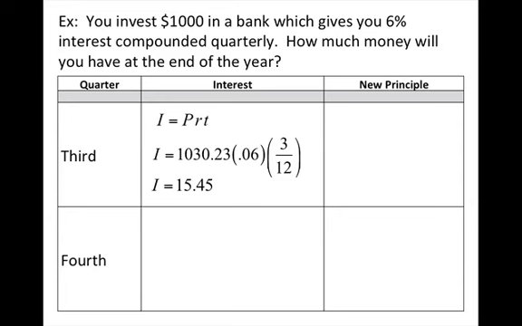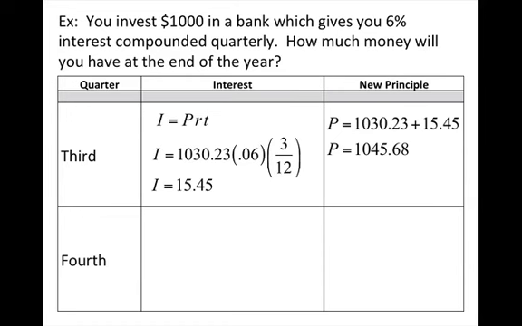So at the end of the third quarter, my new principal was the $1,030.23 that I already had in my account, plus the interest of $15.45. So this told me my new principal was $1,045.68.